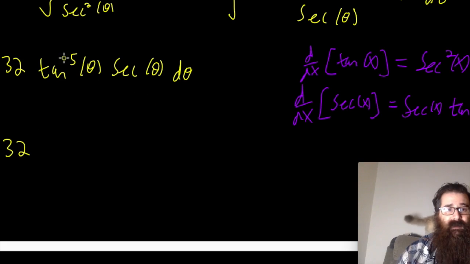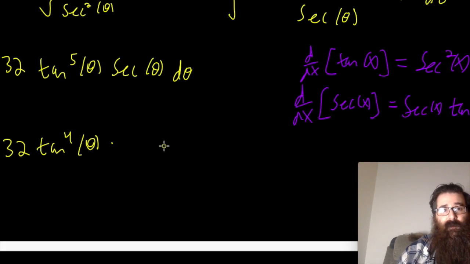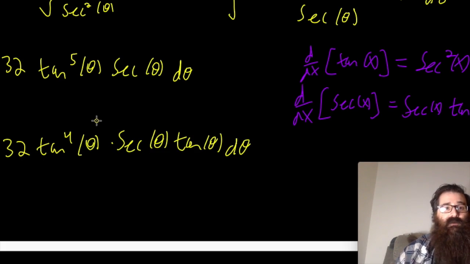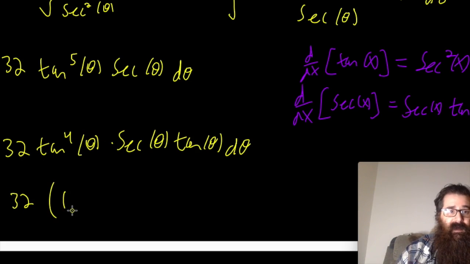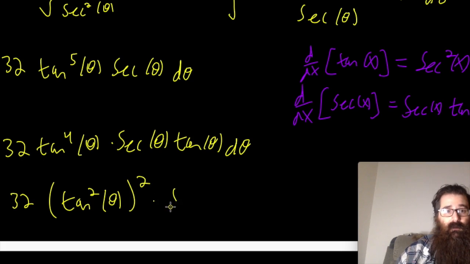I would break up tangent to the fifth as tangent to the fourth times tangent. And let me write the other tangent at the end. We'll say secant theta, tangent theta, d theta. So I still have my tangent to the fifth, but I split it up a bit. And now I want to rewrite the tangent to the fourth as, you got it, tangent squared squared.